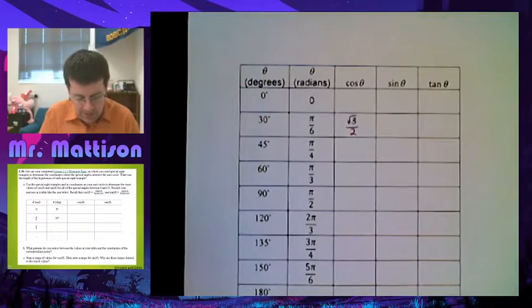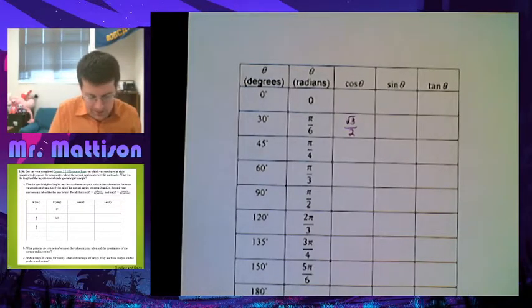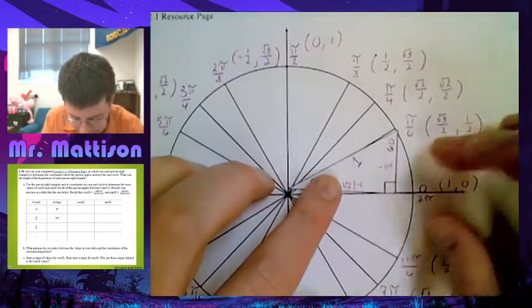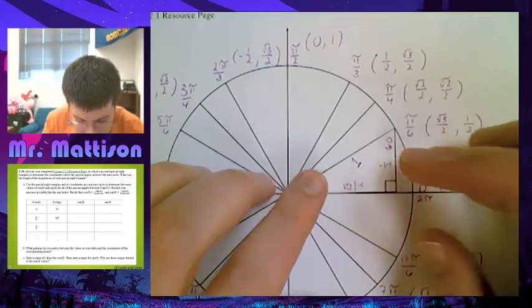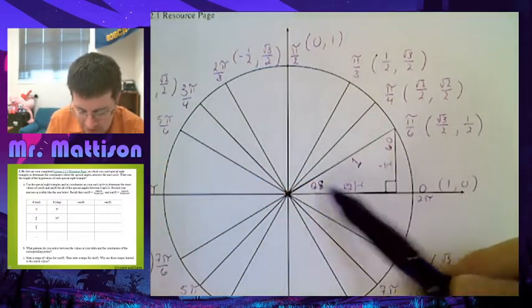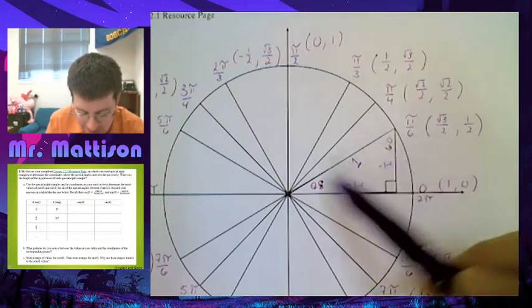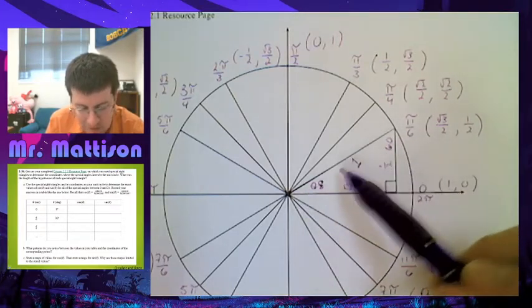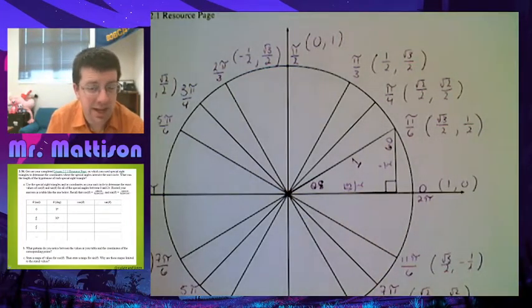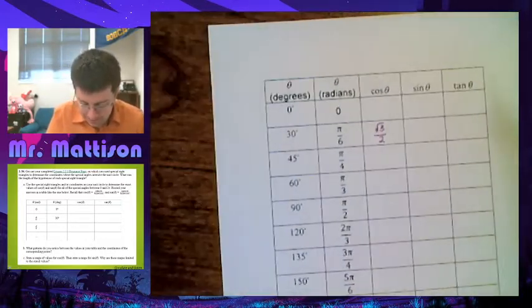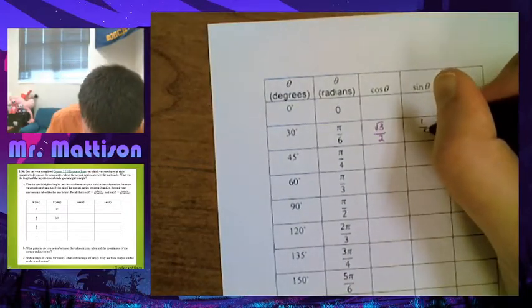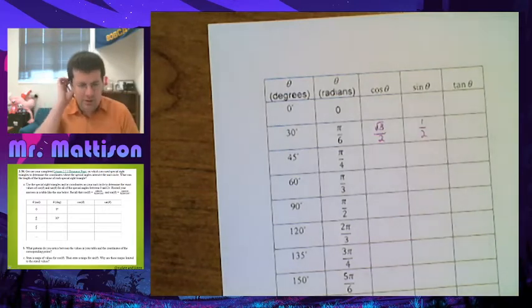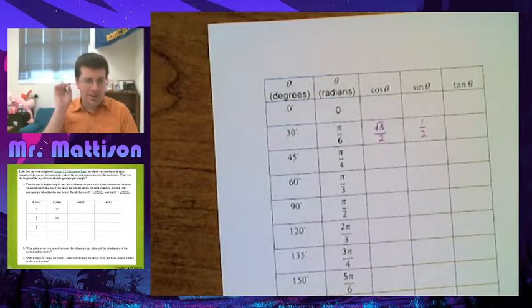Awesome. Okay. And then for my sine of that same angle, my sine is going to be my opposite over my hypotenuse. So 1/2 over 1 is just going to be a half. So then my sine is going to be 1/2. We're not going to do the tangent column yet. That's just kind of spoilers.